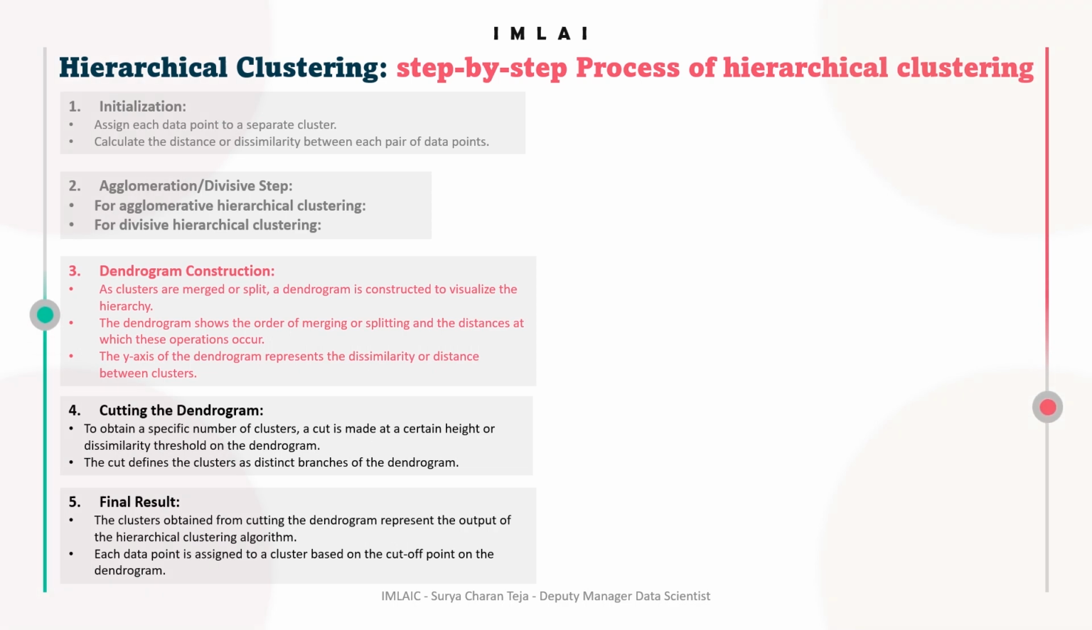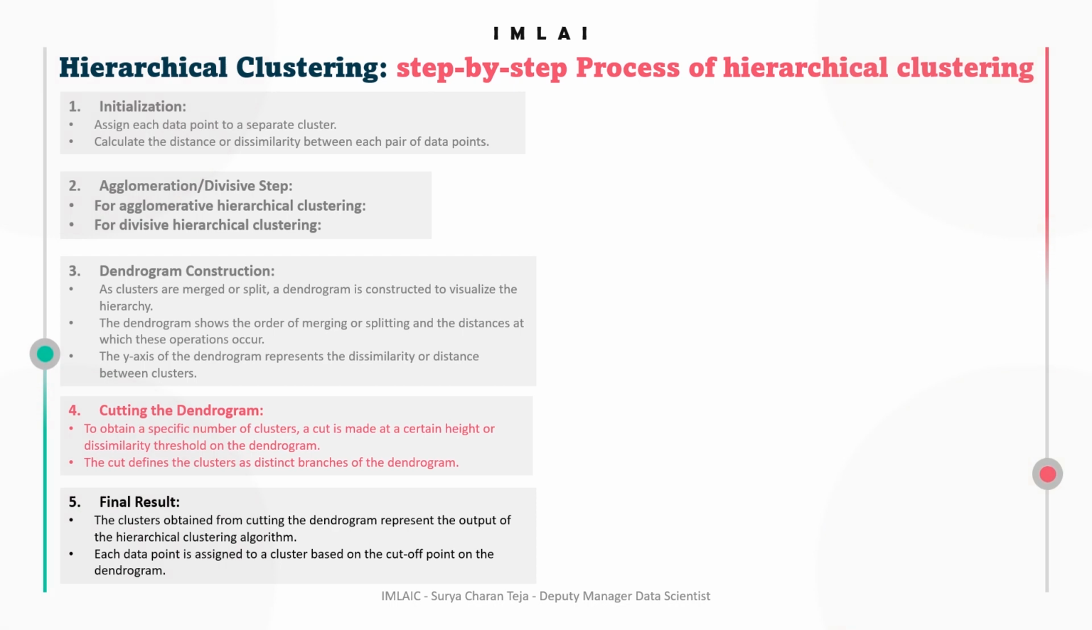Basically, what you see on the dendrogram is nothing but the order of merging or splitting and the distances at which these operations occur. The y-axis of the dendrogram represents the dissimilarity or distance between the clusters, and we can see one example also.